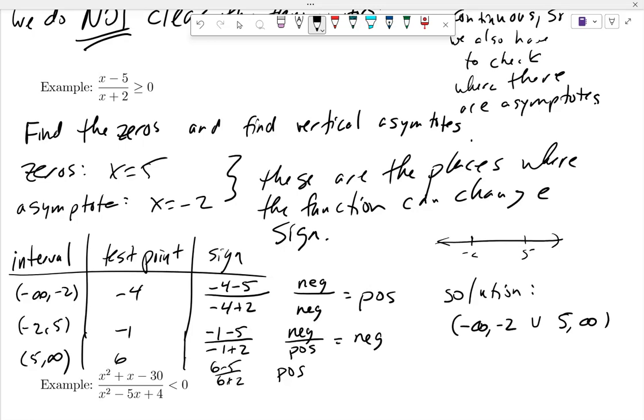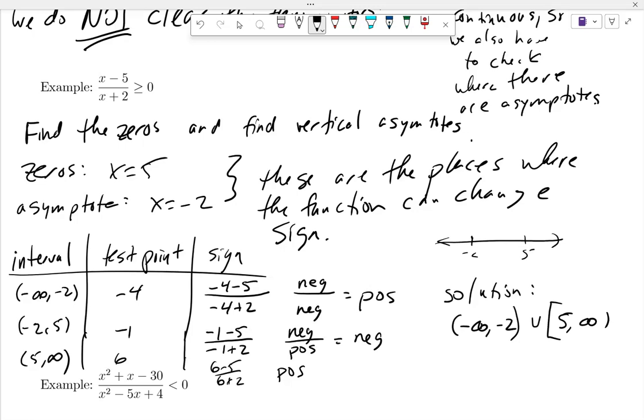Which one does the bracket go on? The -2 or the 5? Why is it the 5 and not the -2? What's bad about -2? What does -2 do to the function? It puts a 0 in the denominator, right? We cannot include the -2 because it makes the denominator 0. That's a bad number, right? So this one has to be a parenthesis, but this one is a bracket.